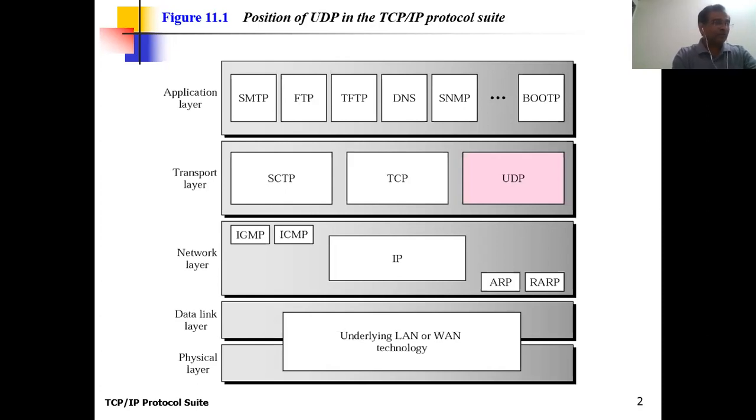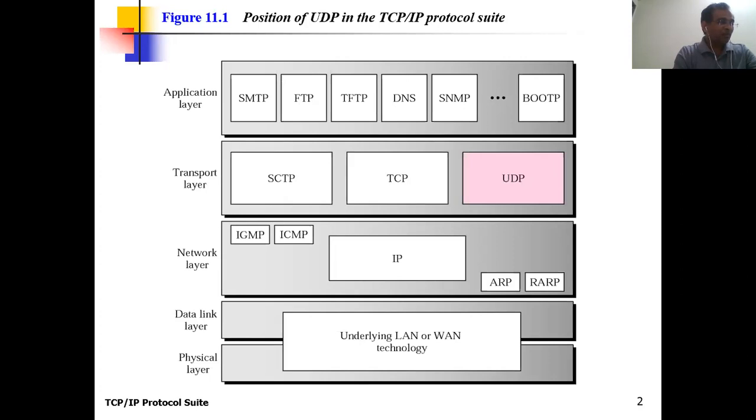A transport layer protocol usually has several responsibilities. One is to create process-to-process communication, and UDP uses port numbers to accomplish this. Another responsibility is to provide control mechanisms at the transport layer. UDP does this task at a very minimal level.